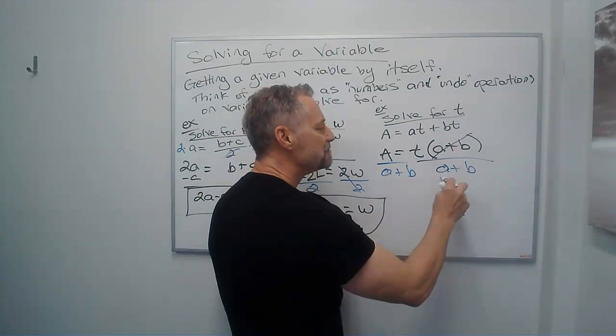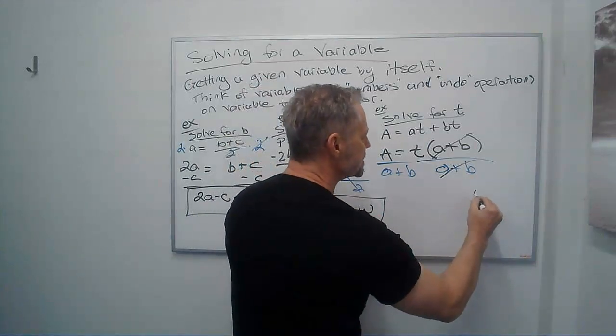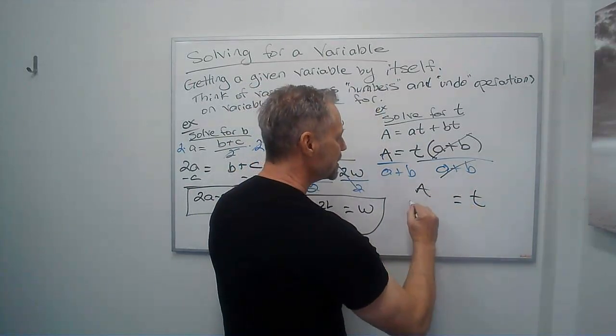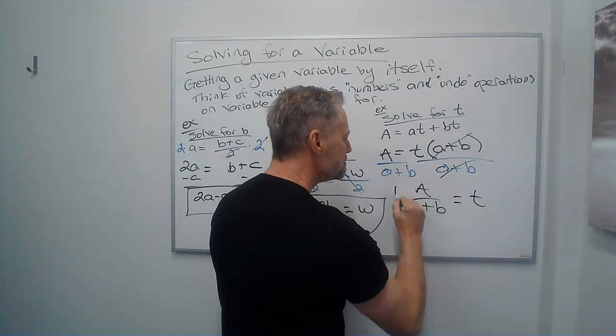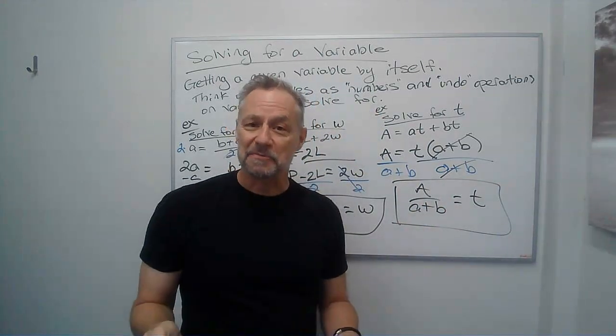So now the a plus b's cancel out, and I'm left with just t. T equals capital A over lowercase a plus b, and that's my answer.